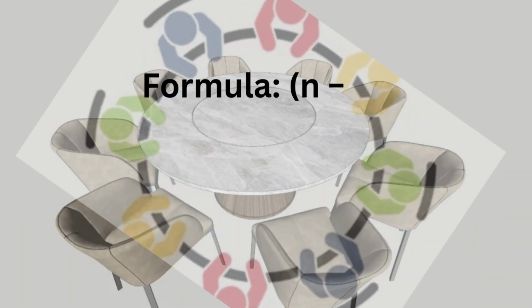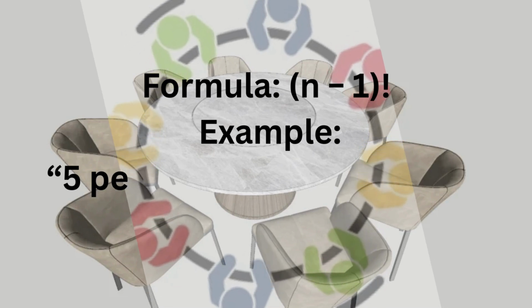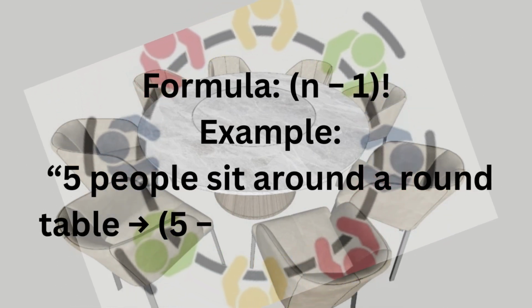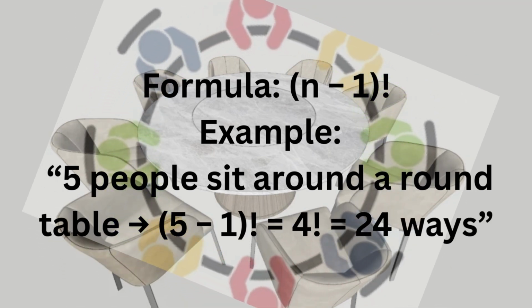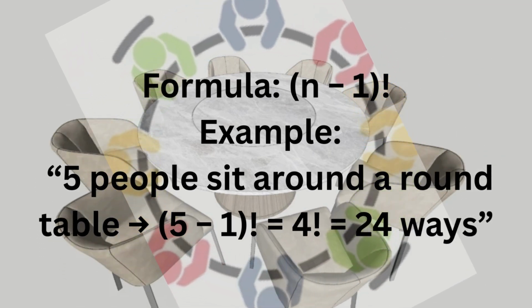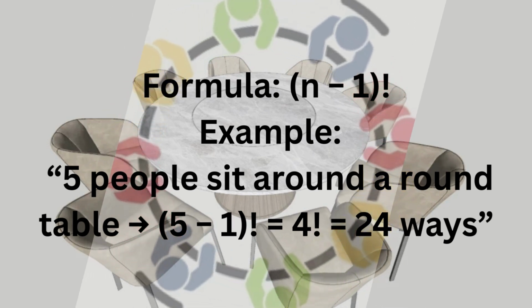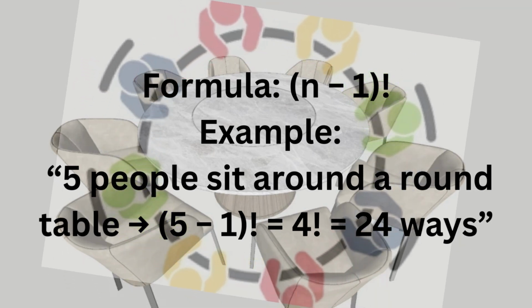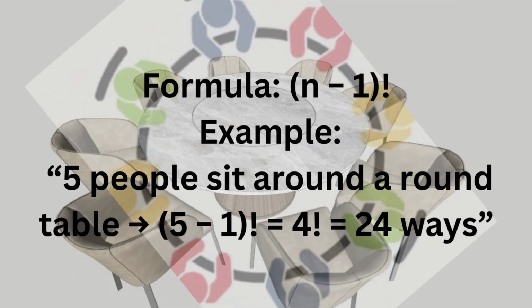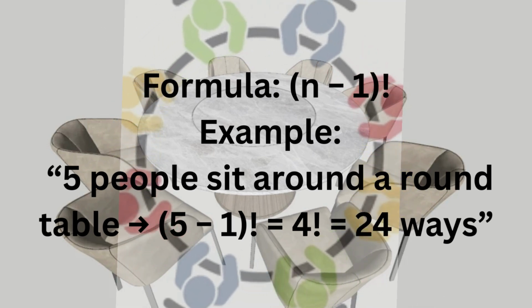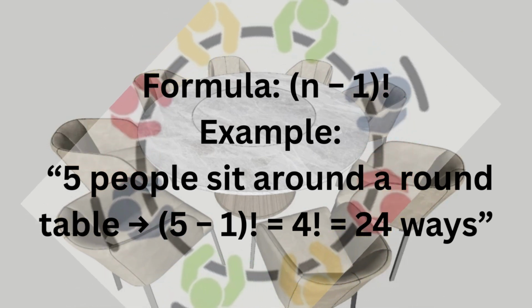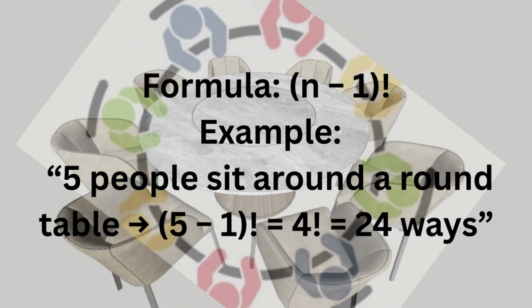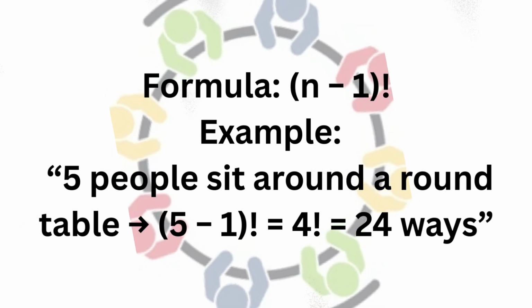Moving to circular permutation. Now comes circular permutation: arrangements around a round object like a circular stage, necklace, or dining table. Because there is no left or right starting point in a circle, the formula changes to (n minus 1) factorial. For example, 5 people seated around a round table can be arranged in (5 minus 1) factorial, which equals 4 factorial, which equals 24 different ways.